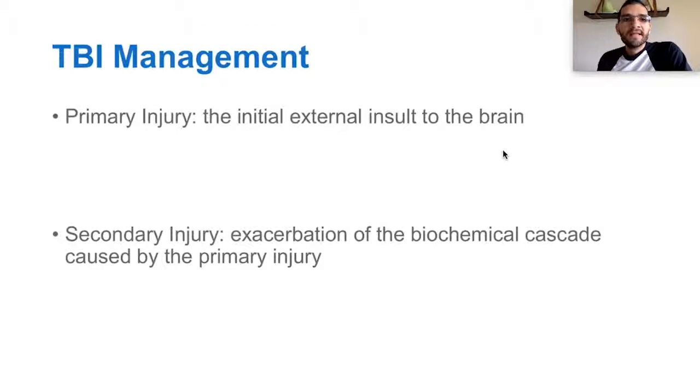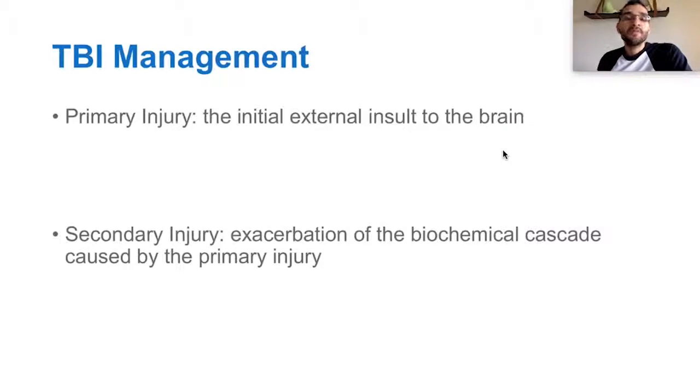So what exactly is primary injury? When we talk about traumatic brain injury, we divide it into primary injury and secondary injury. Primary injury is the initial external insult to the brain: the bat hitting the head, the grenade going off, somebody putting a knife through the head, etc. Secondary injury is the exacerbation of the biochemical cascade caused by the primary injury.